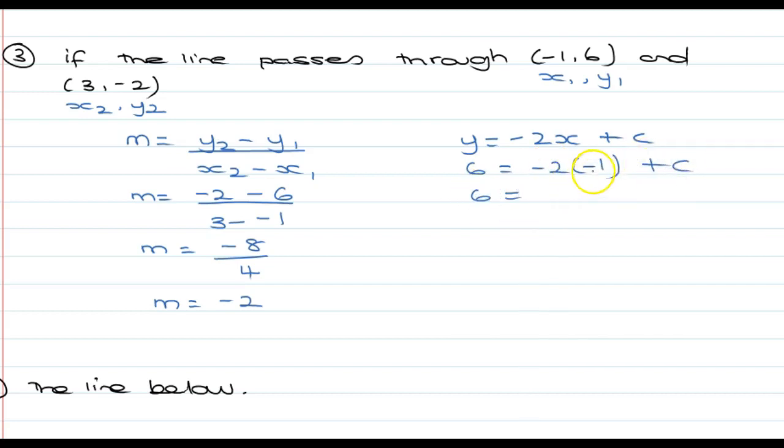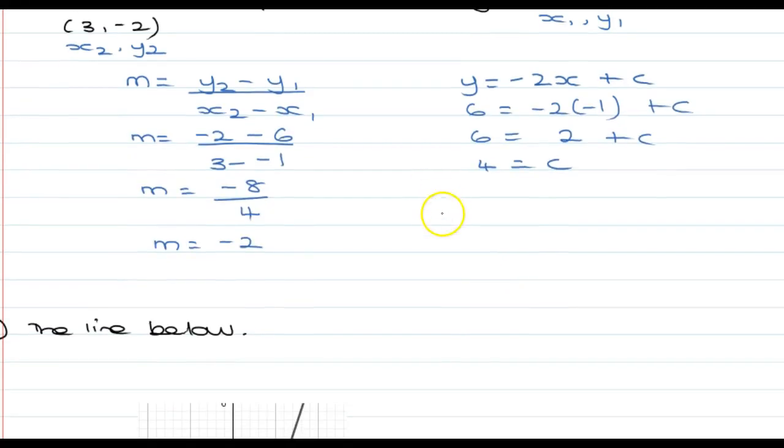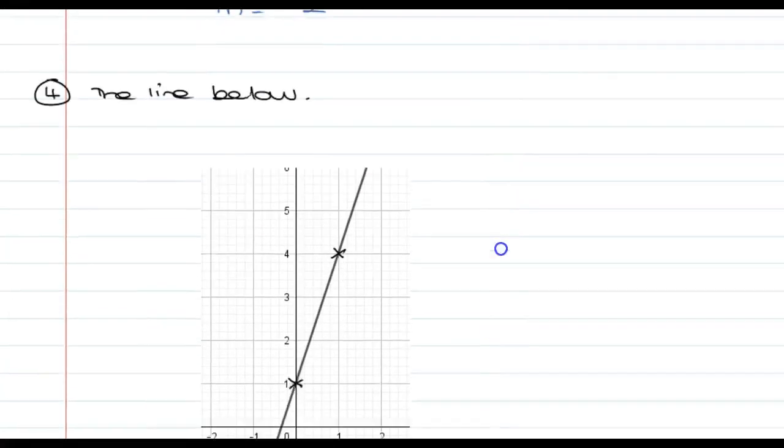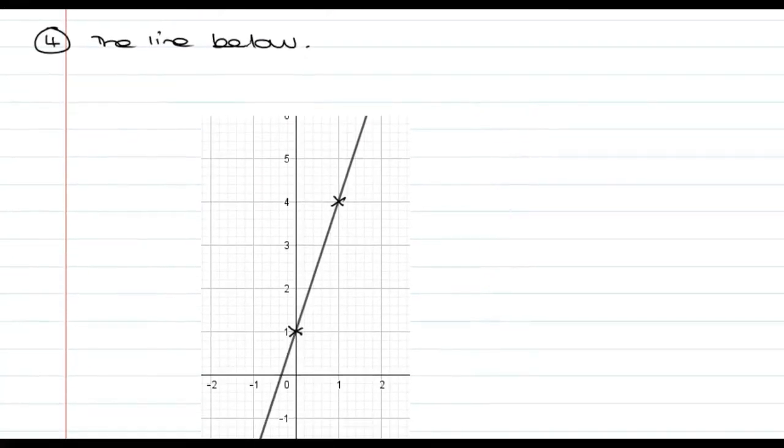6 equals -2 times -1 is +2. Sorry, I've missed the... Oops, hang on. Just having a little error there. And then I've got plus c. Now I'm going to subtract the 2 over, giving me 4 equals c. So with my gradient and my y-intercept, I can now say that the equation of the line is y equals -2x plus 4. And a final example is when you've been given the actual graph itself.